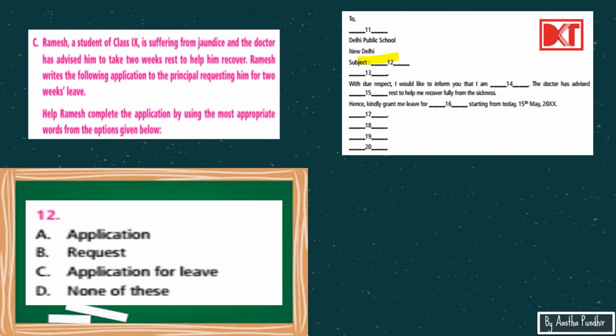Okay, here we have blank 12. Blank 12, we're writing the subject. The subject could be application or request or application for leave or D, none of these. Which one seems comprehensive? C, application for leave. Now, as we were told in the question, we are writing the application to the principal requesting 2 weeks leave, right? So, application for leave.